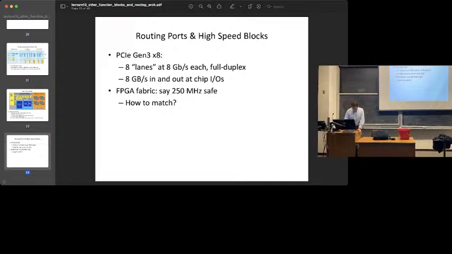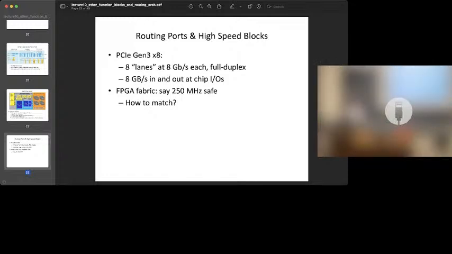So let's take PCIe Gen 3, and we'll take by 8. By 8 means 8 lanes. PCI Express has many flavors. You have different generations, which each get faster, and then you can also do it wider or narrower. So I'm going to do Gen 3 and 8 lanes, which means 8 differential pairs. Each of those 8 lanes is running at 8 gigabits per second, and they're full duplex, which means you've got wires going out and wires coming in. So I've got 8 of these bits, each of them at 8 gigahertz, and those are going in and out of the chip IOs.